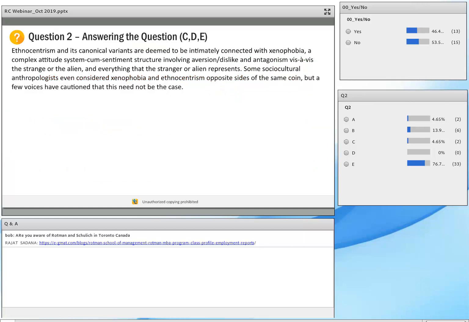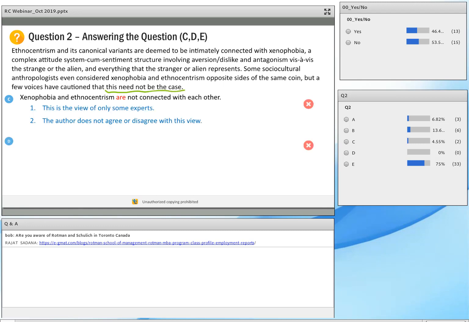Okay. Let's see choice C. EC and XP are not connected with each other. Again, when you say that this need not be the case, this is simply a view of some experts. The author has not said anything about it.